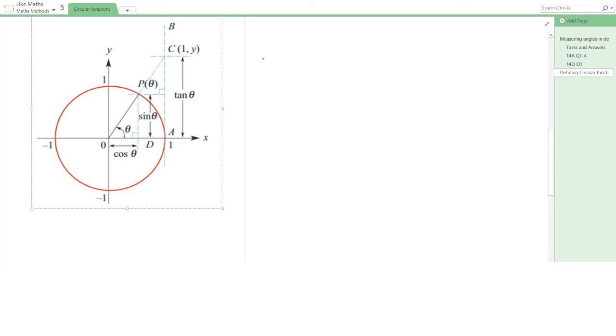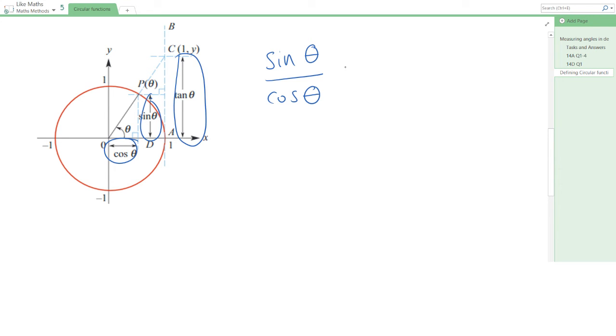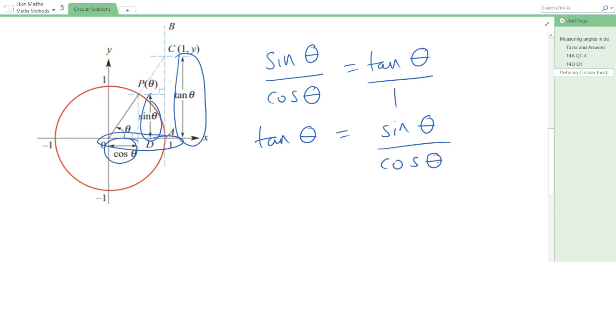You can write that out by similar triangles to say that the sine of theta over the cosine of theta is the same as tan of theta over that distance there, which is 1. Or rearranging slightly, just writing tan on its own, tan of theta is equal to sine of theta over cos of theta. So this relates sine, cosine and tangent.